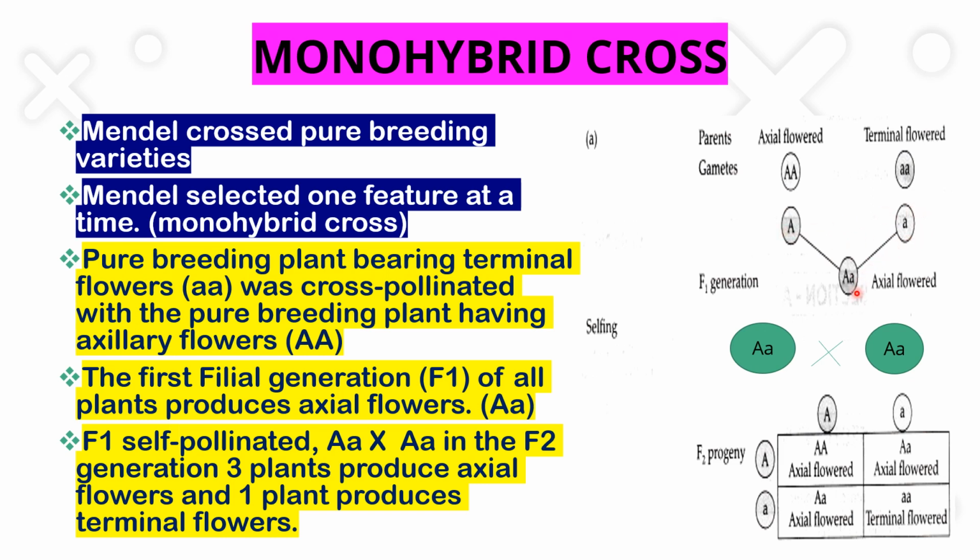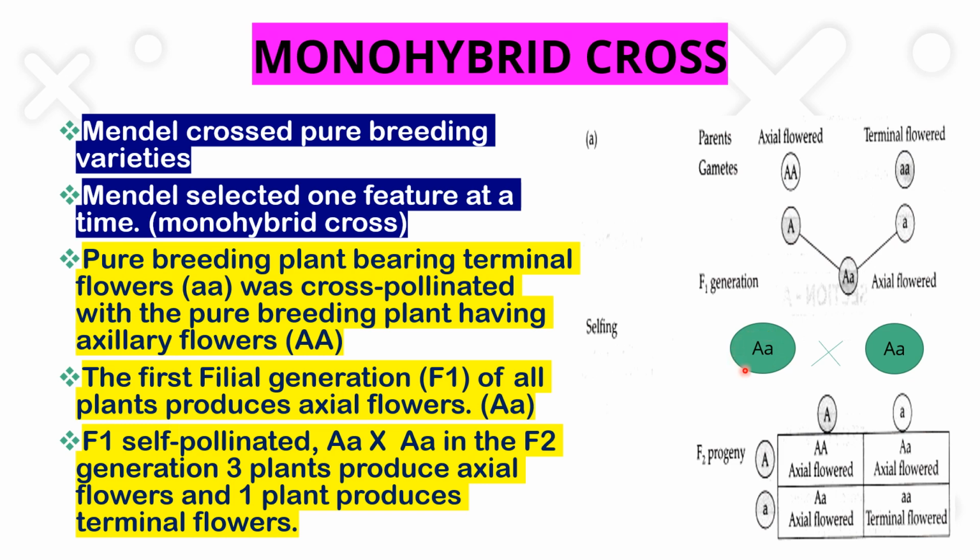These two gametes fuse to form axial flowered plant. In F1 generation, all the progenies are axial flowered plants, but they are heterozygous dominant. After F1 selfing, F2 progenies we will get. Then the parents of F2 progeny, they are heterozygous dominant.